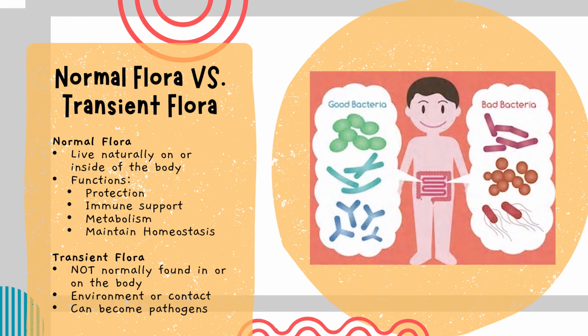Then you have your non-normal flora, which is called your transient flora. So this is where the microorganism is not normally found in or on the body, and it would typically cause an infection when introduced. So what is transient flora? It can usually be removed by hand hygiene, but if for some reason hand hygiene wasn't performed, we have a break in that chain that we talked about earlier, then it gives that pathogen the opportunity to enter the body.